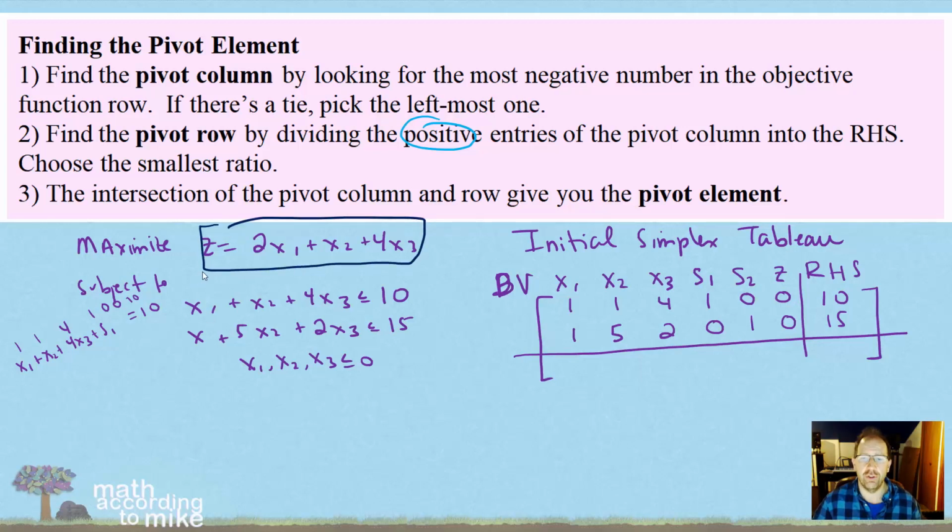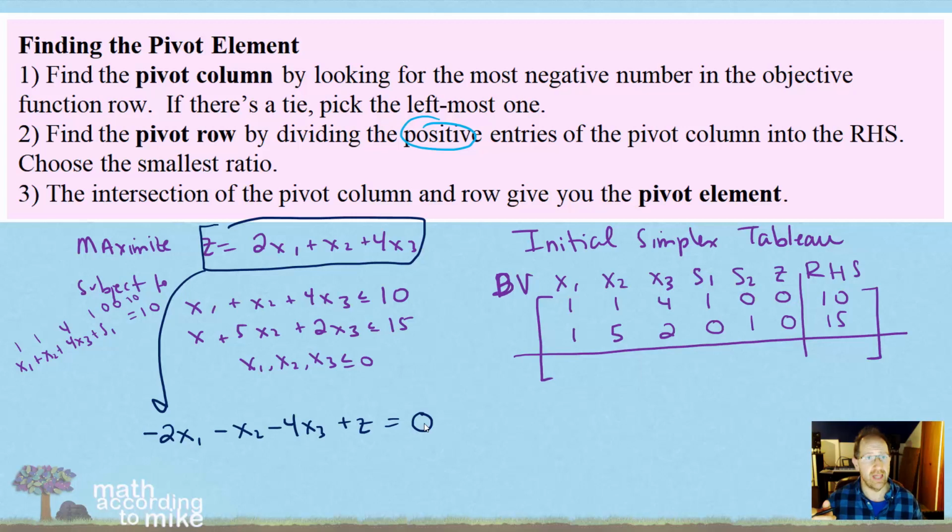To find the objective function row, what you do is you bring everything over to the left-hand side. This is the only time you bring everything over to the left-hand side when you are creating the initial simplex tableau. So if I brought over the 2x sub 1, it's now negative 2x sub 1. And if I brought over the x sub 2, negative x sub 2 minus 4x sub 3 plus z equals, if I brought everything over to the left, that means there's nothing on the right.